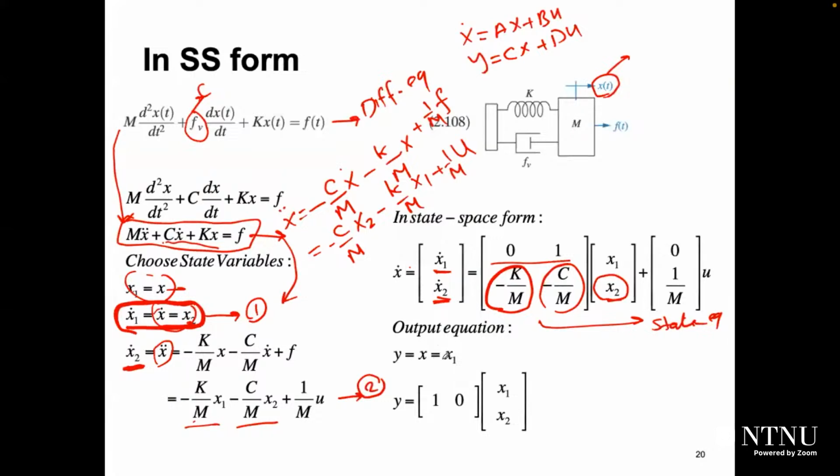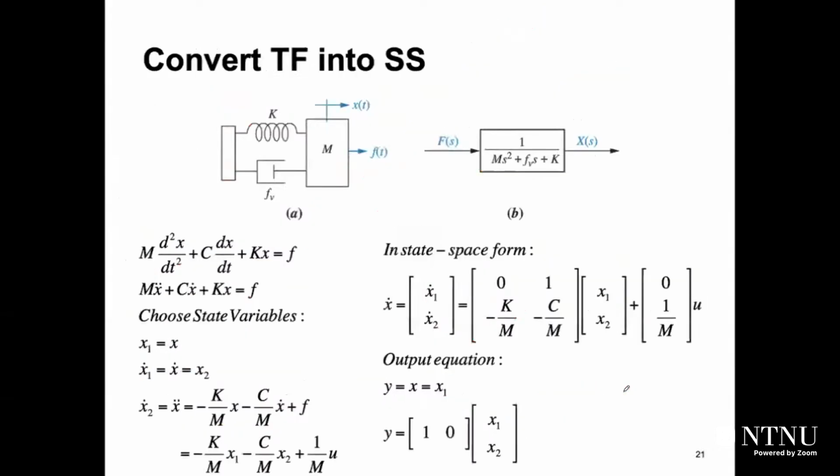So y equal x. What is x? From the definition when we chose our states, x equal x1. So y equal x equal x1. So in matrix or vector notation, it will be 1 multiplied by x1 plus 0 multiplied by x2. So it will be like this. Of course, if you want to add the other part, it will be D multiplied by u, but D here will be 0. So this one will be my output equation. So now we have the state equation and the output equation of your MSD system, right? MSD system, mass spring damper.